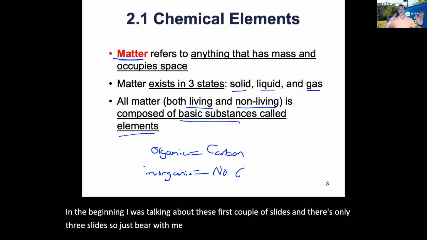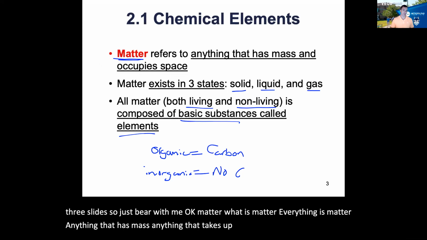Matter. What is matter? Everything is matter, okay? Anything that has mass, anything that takes up space, boom, that's matter.